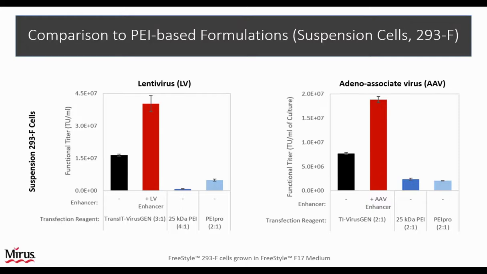Using the protocols outlined a couple slides ago, we again compared the performance of VirusGEN as well as the VirusGEN LV and AAV kits to both 25 kilodalton PEI and PEI Pro in suspension 293F cells in FreeStyle F17 media. With the revised protocols and enhancers, our improvement over PEI-based methods is another 2 to 3-fold greater than what was achieved with the VirusGEN reagent alone.